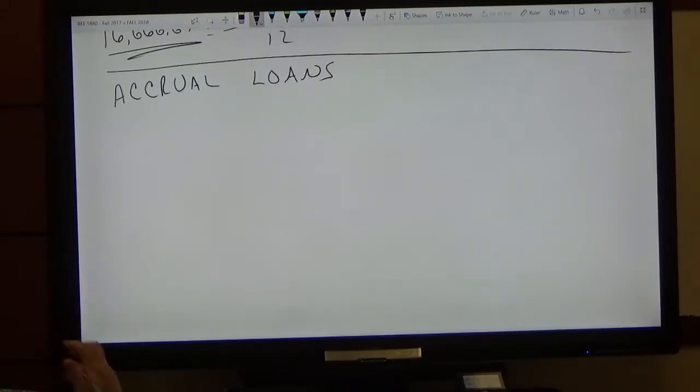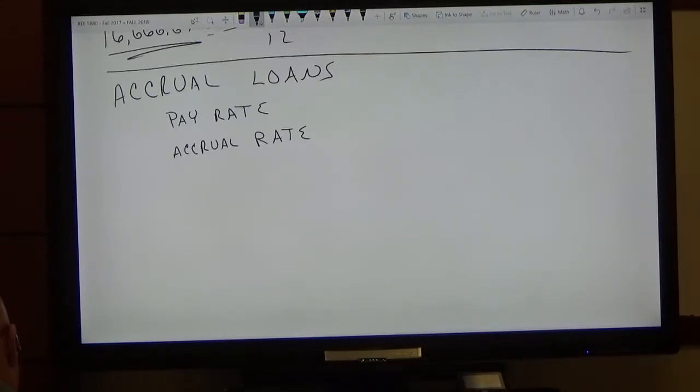All right, next topic, accrual loans. This is where we have two different rates. We have a pay rate of interest, and we have an accrual rate of interest. Normally, well, pretty much all the time, your accrual rate is going to be higher than your pay rate. I'll explain this in just a second.